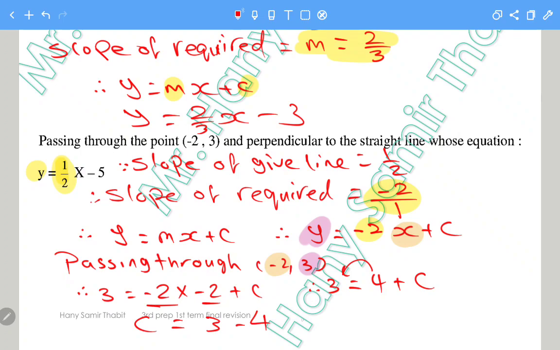Get ready for a minute. So my answer will be negative 1. Then the equation: y equals negative 2x minus 1.